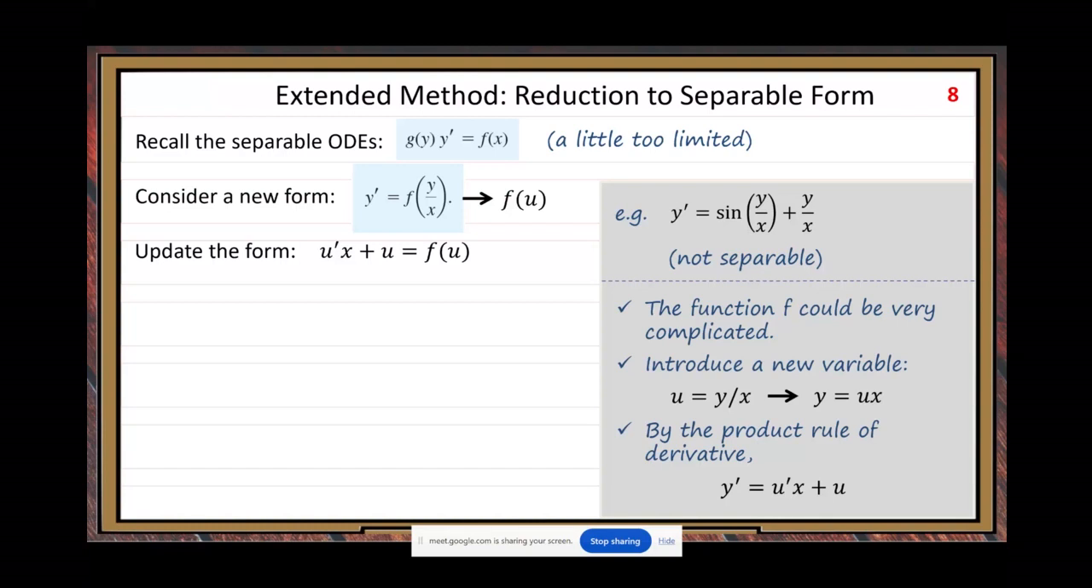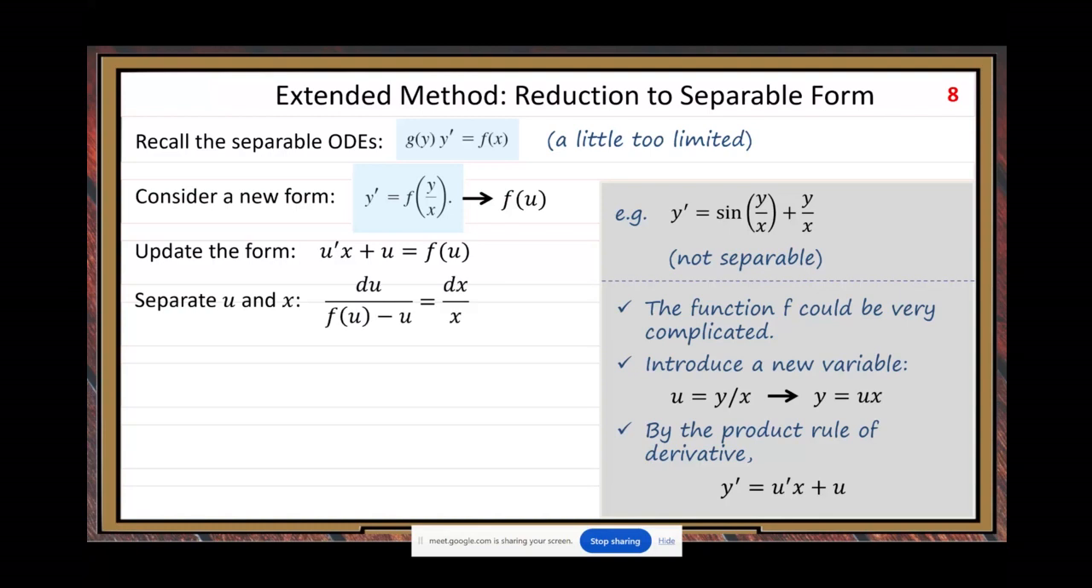After the change, can you see the separable structure in the new equation? Okay, the separable structure: put all u terms on one side of the equality and x-related terms on the other side. Can you do that? It should be easy, right? Separate u and x.